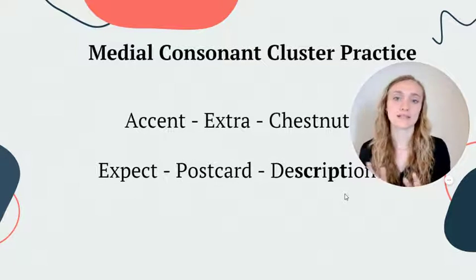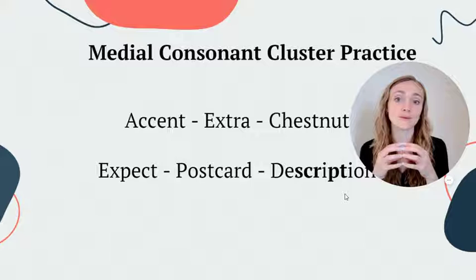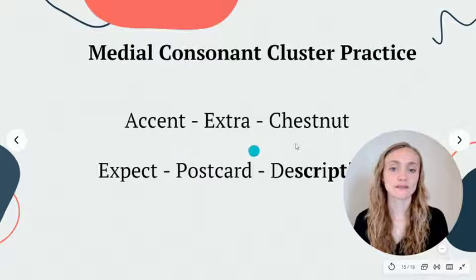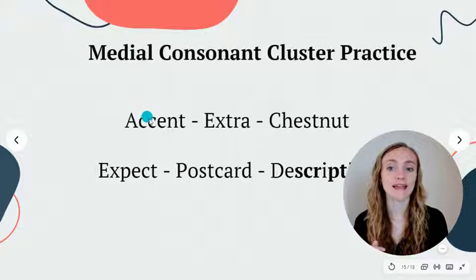Now for our medial consonant cluster practice. So this is where we have consonant sounds that are stuck together in the middle of a word. All right. So first, we'll start with the top row, accent, accent. So really here, we're hearing in the ACC, we're hearing a K, S, accent. So accent, not accent, but ax altogether, accent.